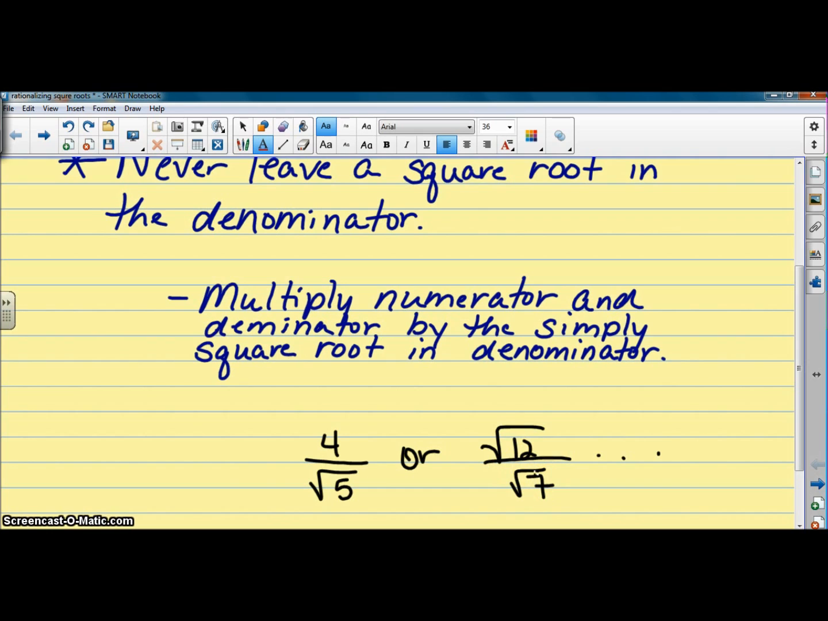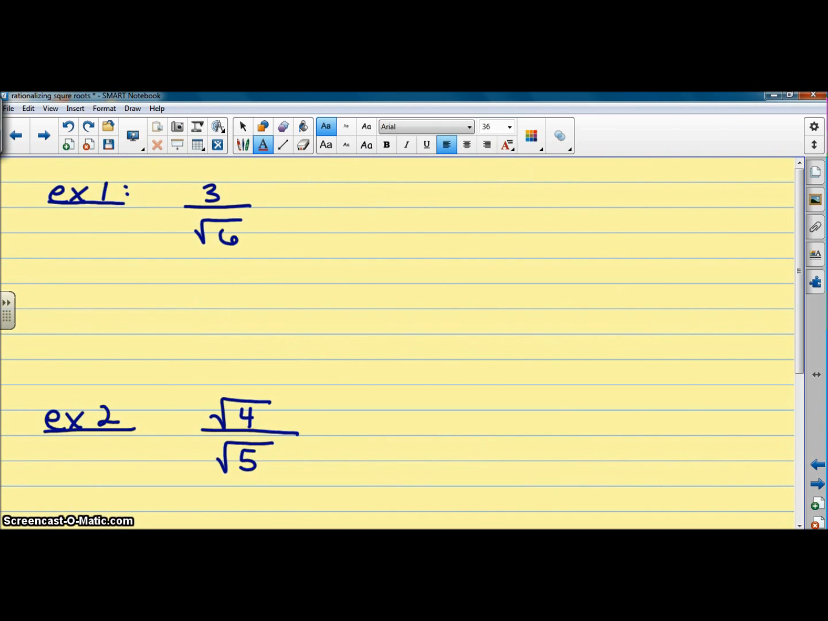In this video I'm going to go through about 6 or 7 examples of various kinds where I rationalize the denominator of a fraction. I would like you to take notes on these videos, so please have your paper and pencil ready to go. In example 1, I have 3 over the square root of 6. I can't have the square root of 6 in the denominator, so what I'm going to do is multiply the numerator and denominator by the square root of 6.